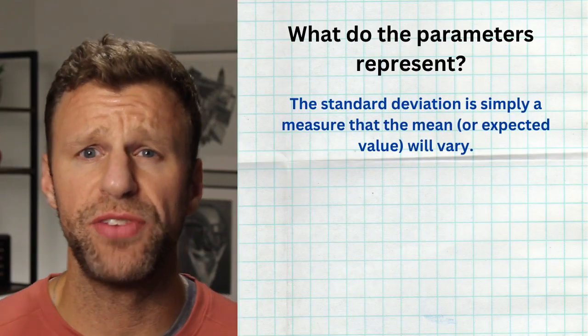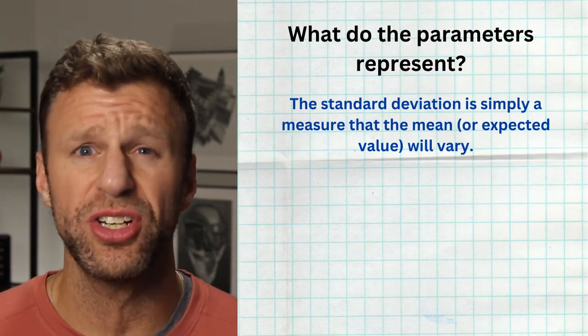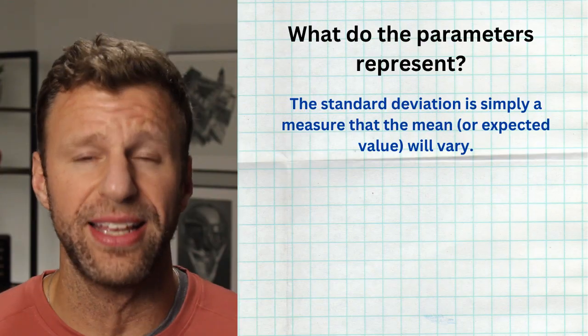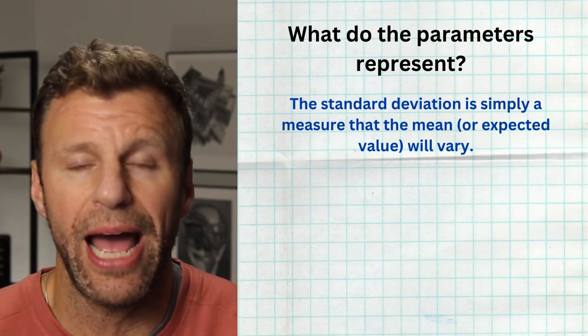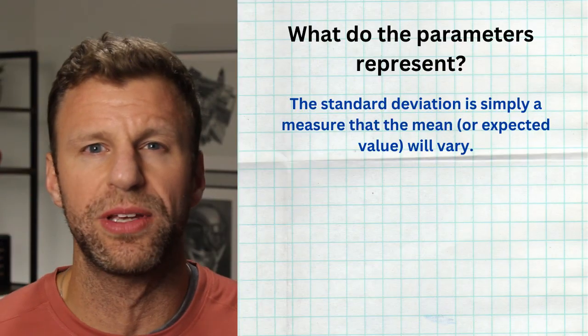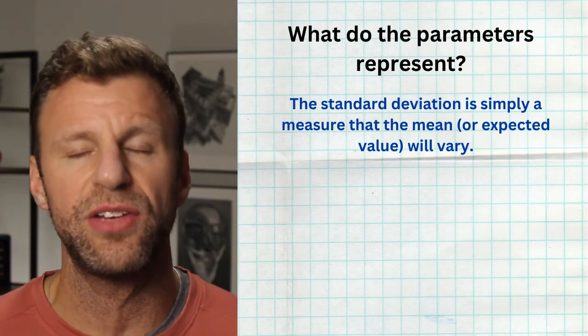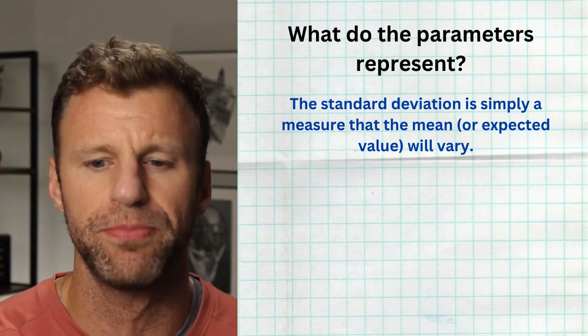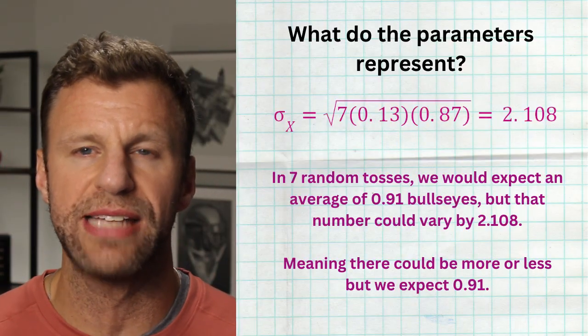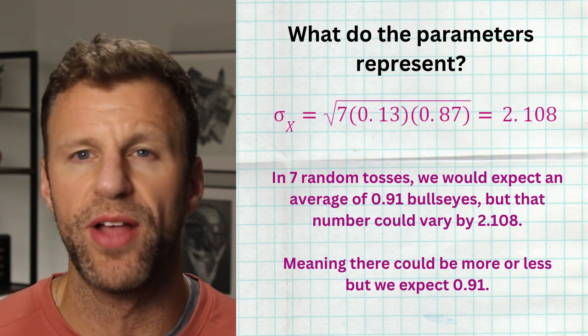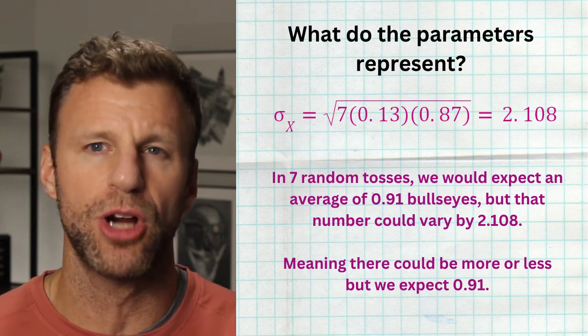Now, what about the standard deviation? What does it represent? Well, the standard deviation is simply a measurement of the fact that, yes, we expect the mean, but it might not happen. We might get something more, we might get something less. It's going to vary, and standard deviation is a measurement of variation. Now, the formula for our problem, again, is pretty simple.